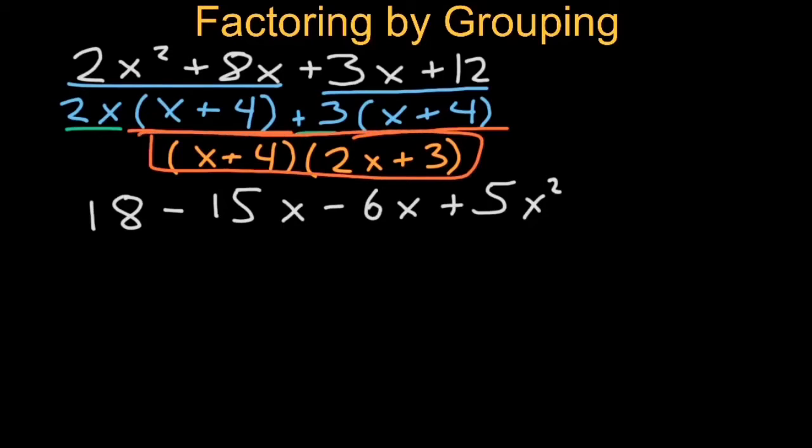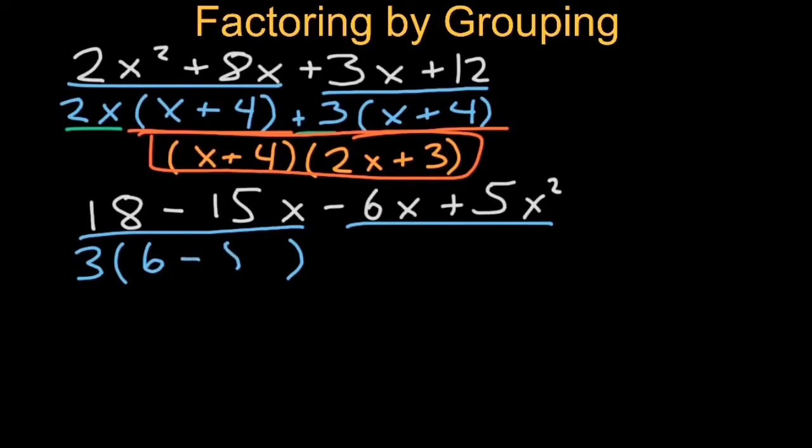On to the second question. Let's split this into its two groups. So for the first group, 18 minus 15x. What can we factor out of this? So we can factor out a 3. So inside the brackets, we'll have 18 divided by 3, which is 6, and negative 15x divided by 3, which is negative 5x. For the second group, we have negative 6x plus 5x squared.